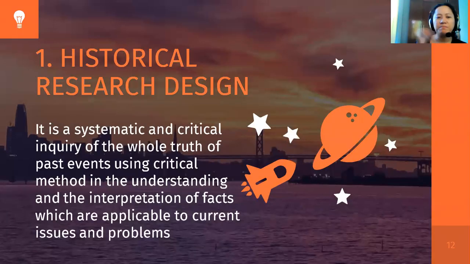So first, historical research design. It is a systematic and critical inquiry of the whole truth of past events, using critical method in the understanding and the interpretation of facts which are applicable to current issues and problems. So you need to examine the past in order to solve a certain problem of the present.